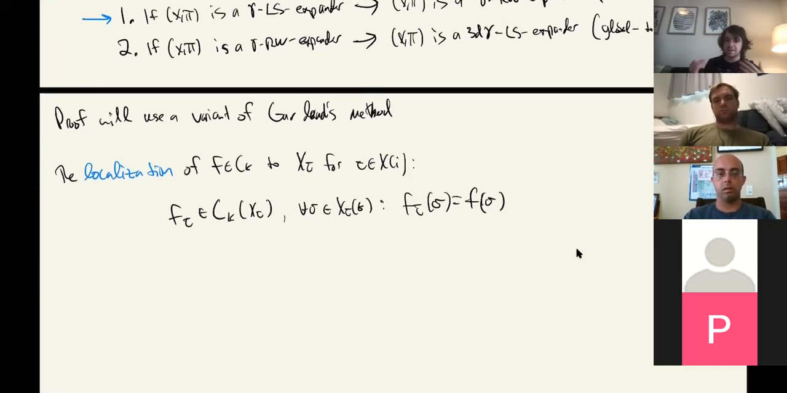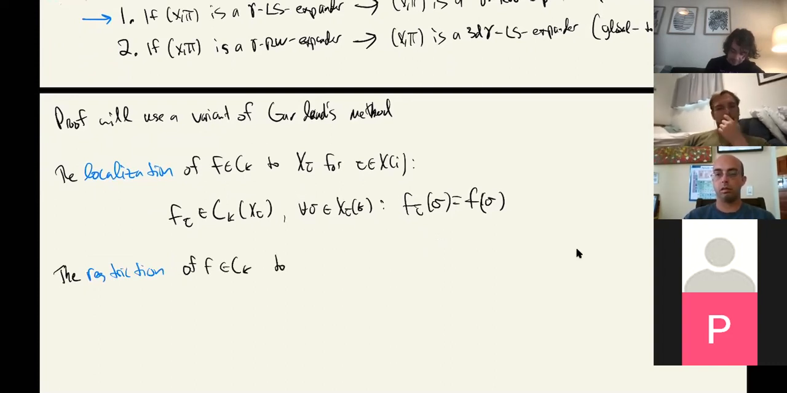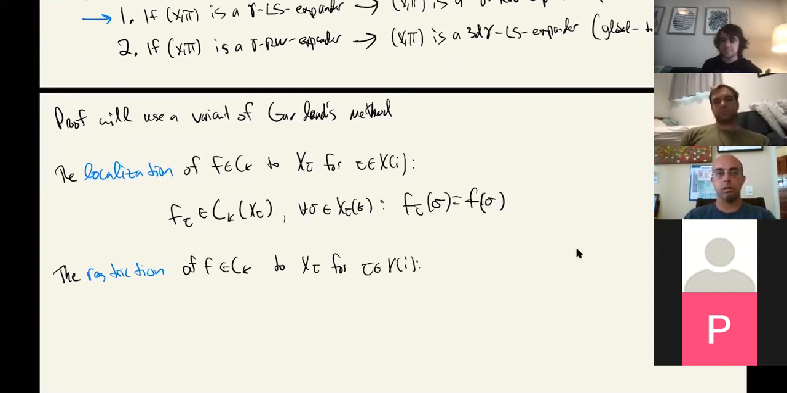In this case, the relevant notion of breaking up our function is not going to be localization. It's going to be something called restriction, which actually I find a little bit more natural. So the restriction of f in C^k to X_tau for tau in X_i will be similar, but essentially we won't throw out tau. We'll keep tau around.